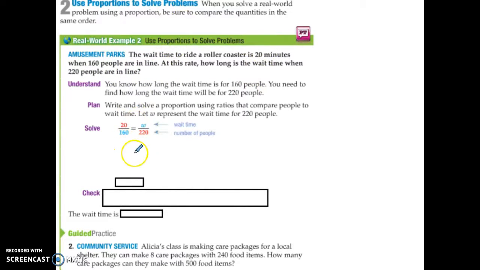So if it takes 20 minutes for 160, I do time over people. Then my second fraction I have to do time over people. I don't know how long it takes, so that's my variable, and the number of people is 220. Here's my proportion. I'm going to cross multiply and divide. 20 times 220, I'm going to multiply diagonally there. Calculate this, 20 times 220 is 4,400.